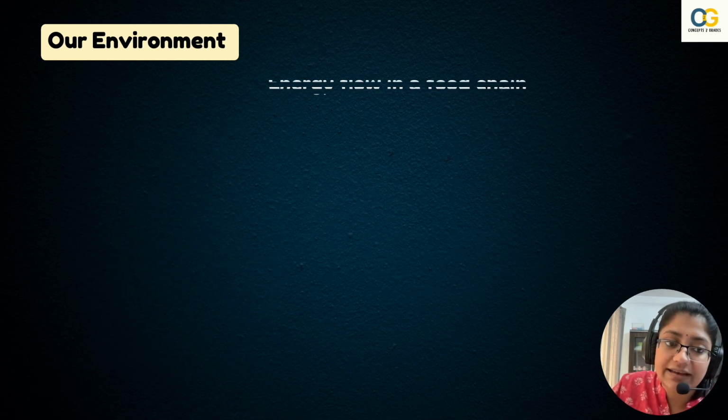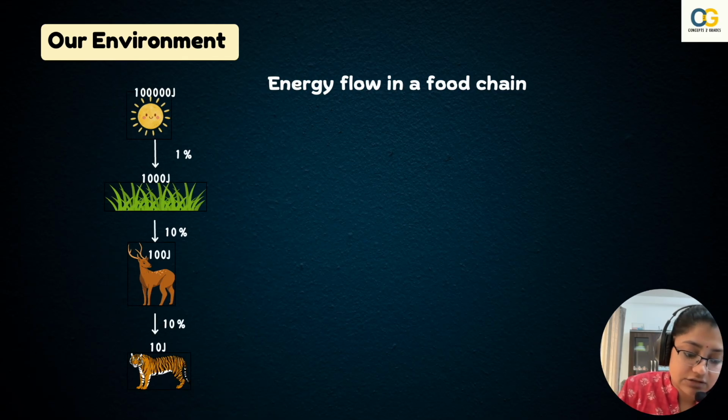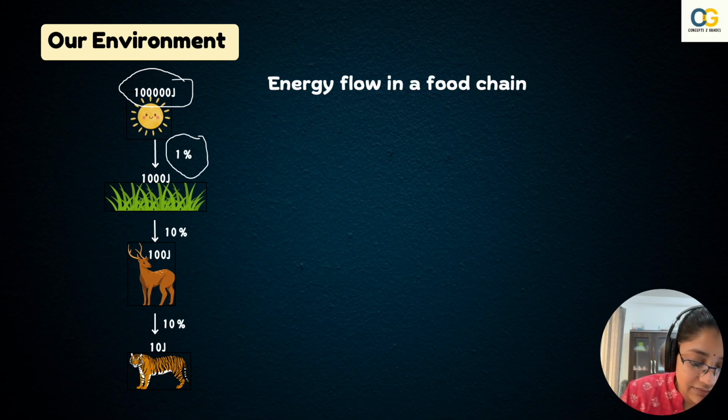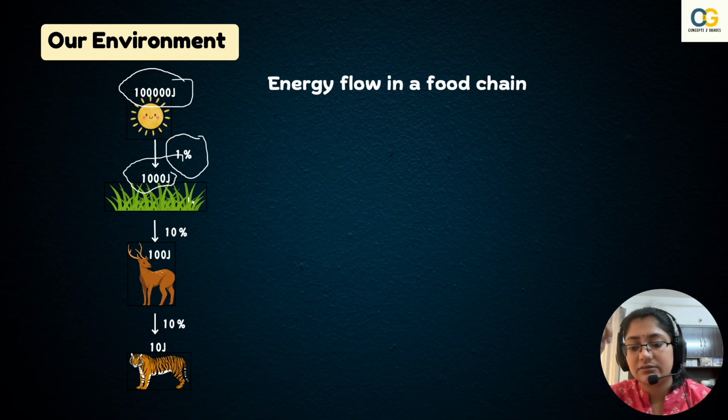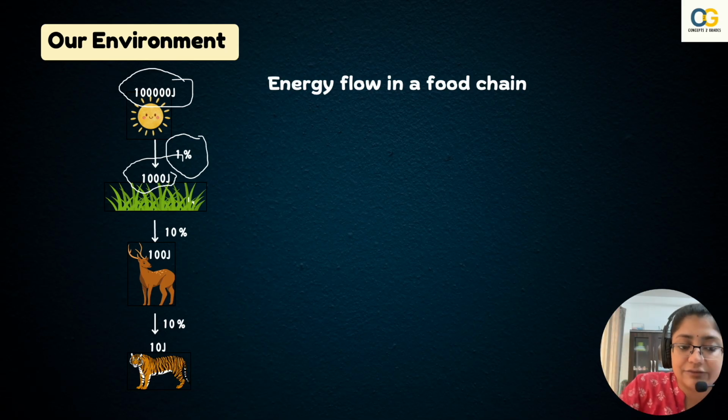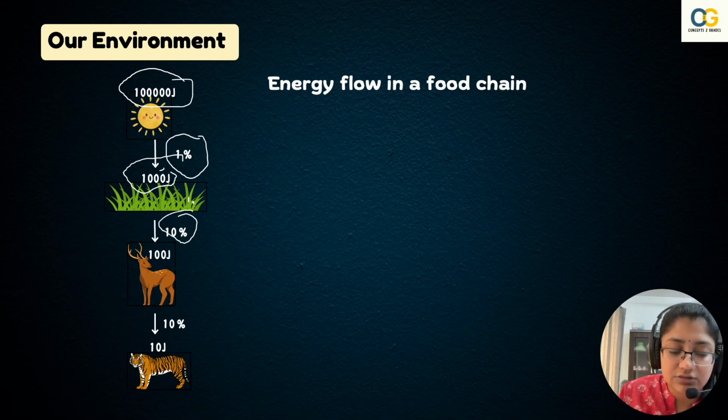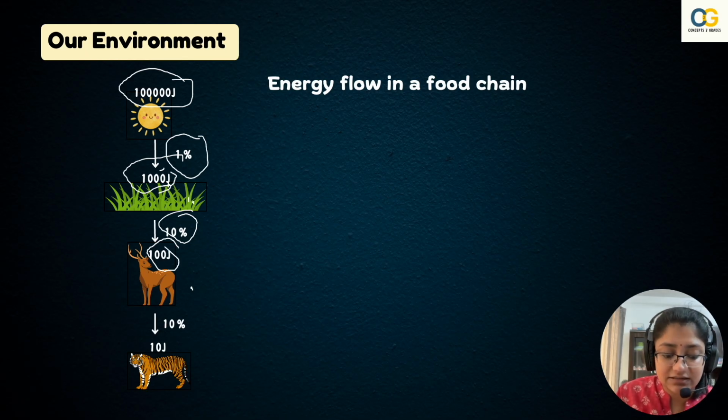So let us see how the energy flow happens in a food chain. If the sun has, let's say, 1 lakh joules of energy, only 1% of the sun's energy is converted into glucose by the green plants. So out of the entire sun rays, only 1% is converted by the plants. From here, it follows a 10% law where 10% is passed on to the next generation. So if this has 1000 from the sun, which had 1 lakh, the next, the deer, while it consumes, gets 100 joules of energy by eating this grass.